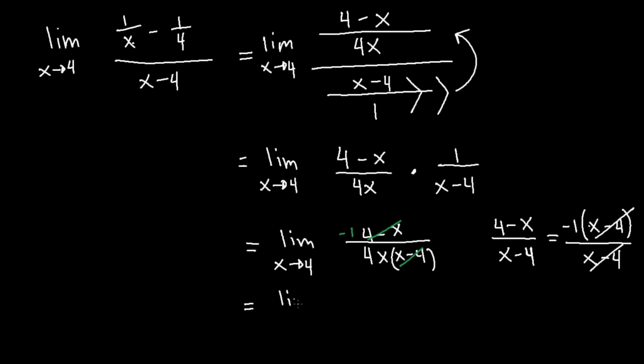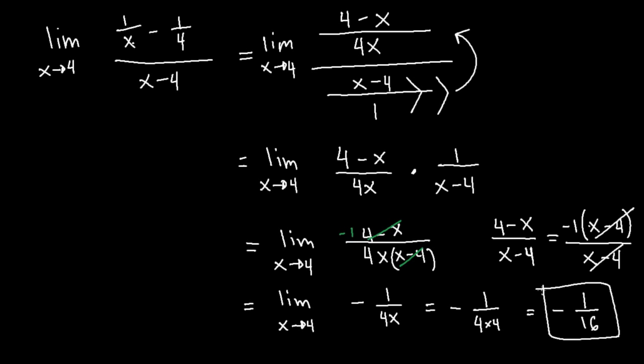Therefore, your limit, the limit of negative 1 over 4x as x approaches 4, is your final expression. So as you can see, when you substitute x here, it no longer becomes 0. So you can do direct substitution. So that's negative 4 times 4, which is basically negative 1 over 16. So that's the final answer. So negative 1 over 16 is the answer.